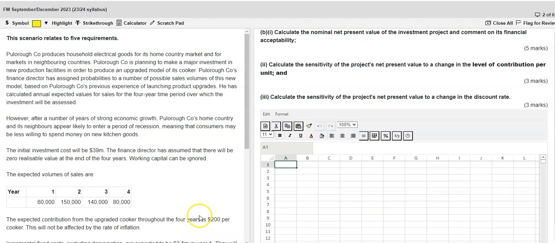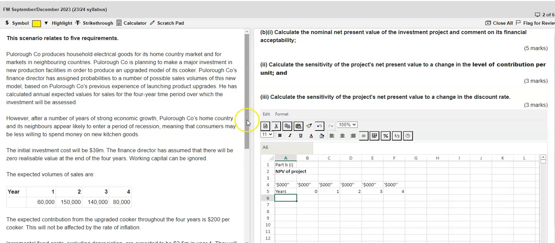So that's the answer of first question. Now let's move to the second question. Part B, first part is calculate the NPV and nominal NPV of the investment project. So this is a 4-year project. First of all, let's put the 000 round off. Years 0, 1, 2, 3, 4.